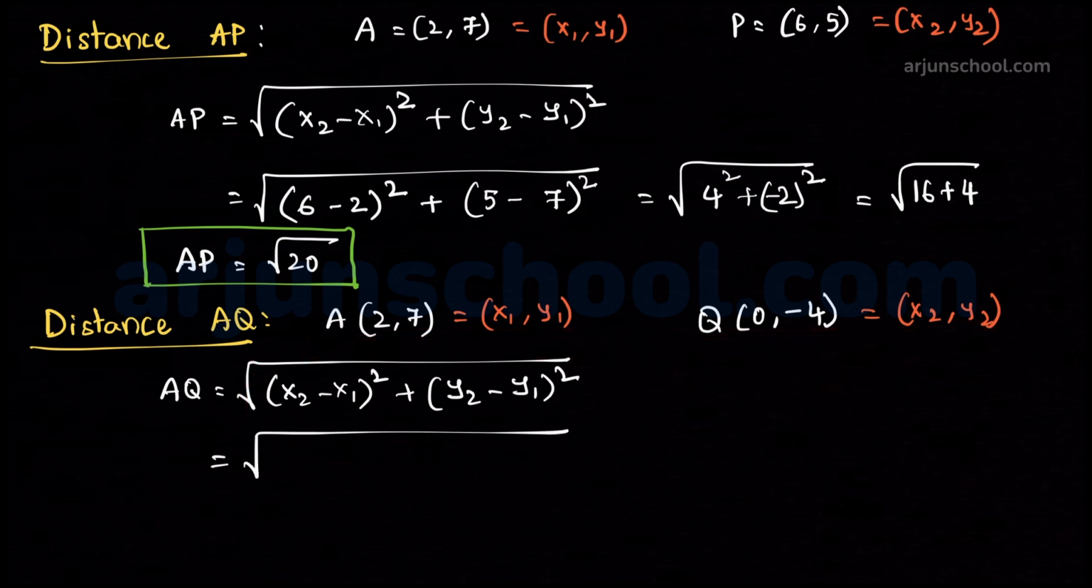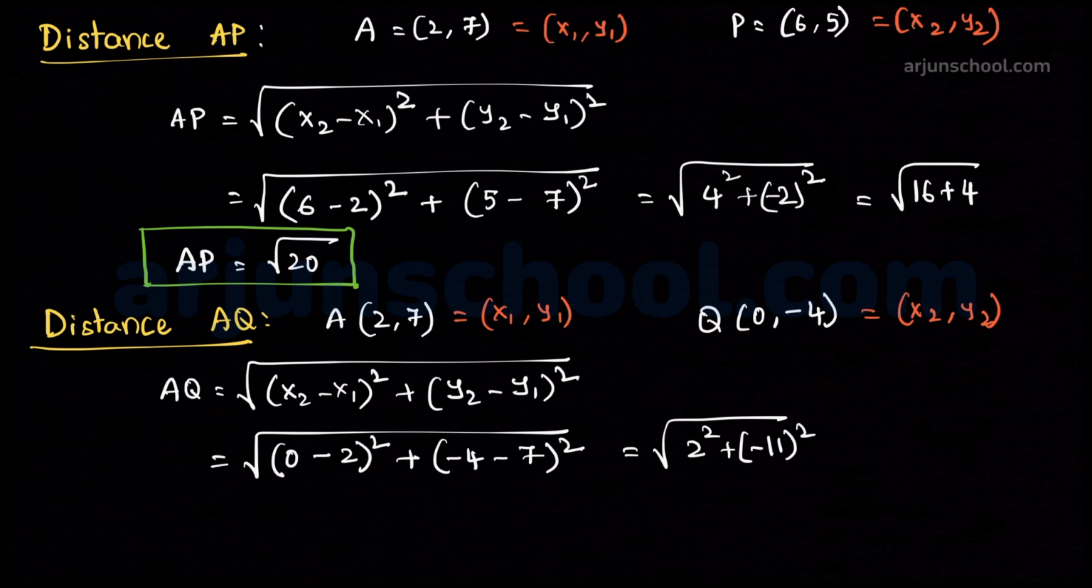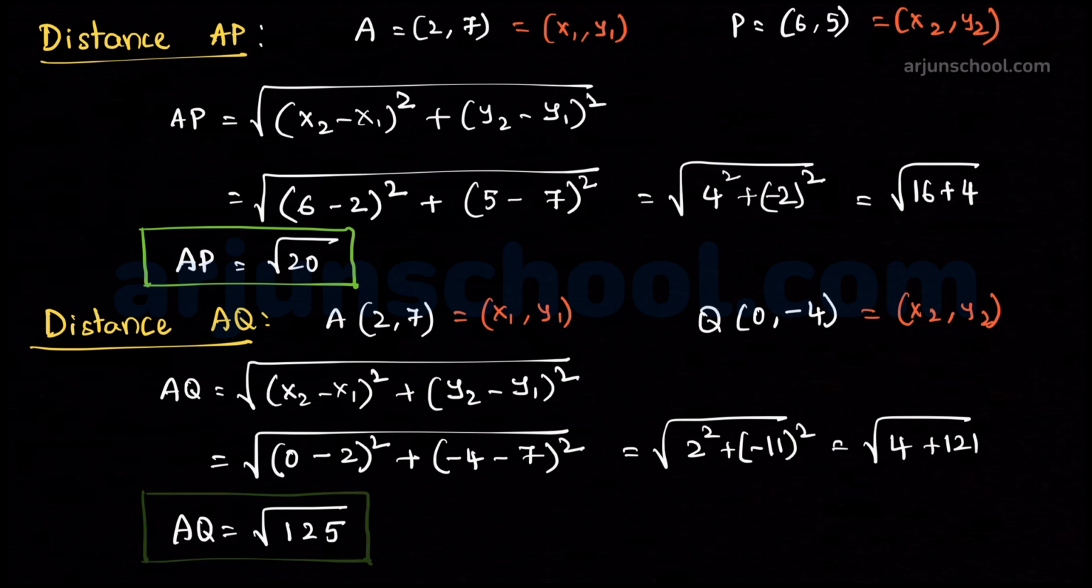which is equal to root over (x2 is 0 minus x1 is 2) whole square plus (y2 is minus 4 minus y1 is 7) whole square, equal to root over 2 square plus (minus 11) whole square, root over 4 plus 121, root over 125. Therefore, the distance from point A to point Q is root 125.